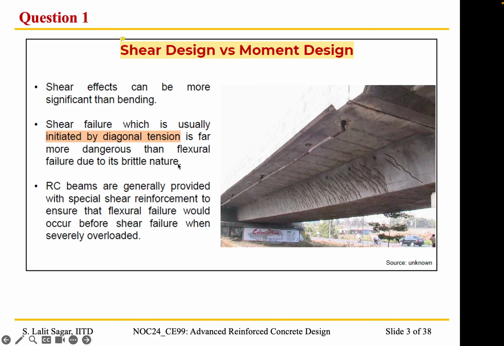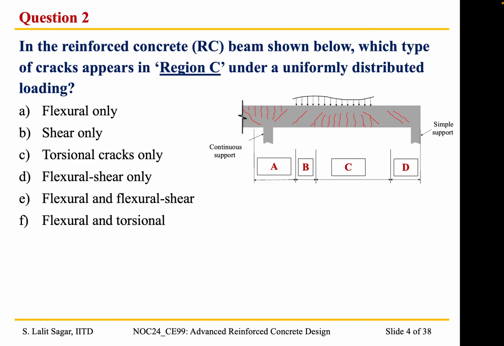Here is a representation of the flexural and shear cracks from the lecture slides. So we'll move on to the next question. In the reinforced concrete beam shown below, which type of cracks appear in region C under a uniformly distributed loading? We have 6 options, and one of them is the correct answer.